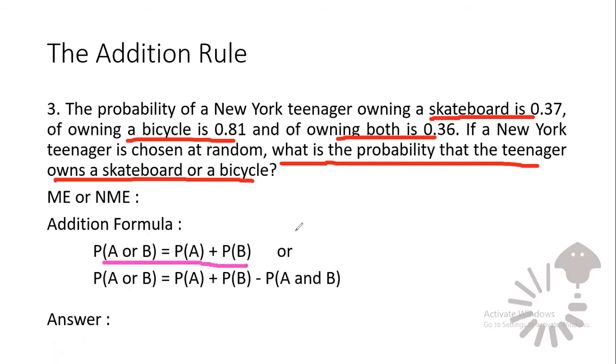If we use this formula, what is the skateboard? 0.37 plus bicycle 0.81. 0.36, ma'am. 0.37 plus 0.81 is 1.18. Multiplied by 100, how many percent is that? 118% of your population owns a bicycle or skateboard. Seems wrong, right?